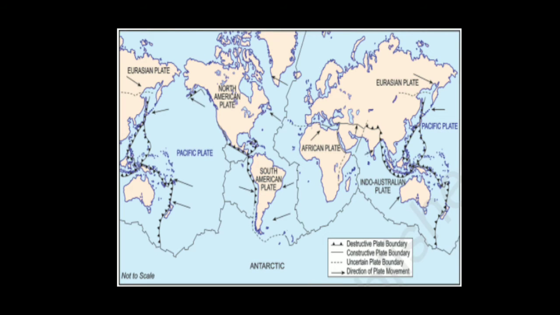When we see the picture of this world map, we find the plates surrounded by the oceans and the continents, like the North American plate, South American plate, African plate, Eurasian plate, Pacific plate, Indo-Australian plate and Antarctic plate. So these are the major tectonic plates.